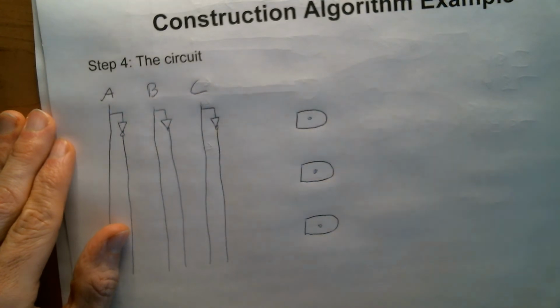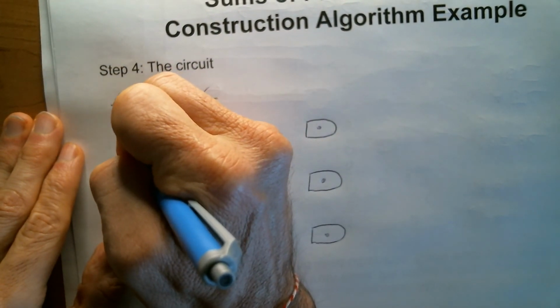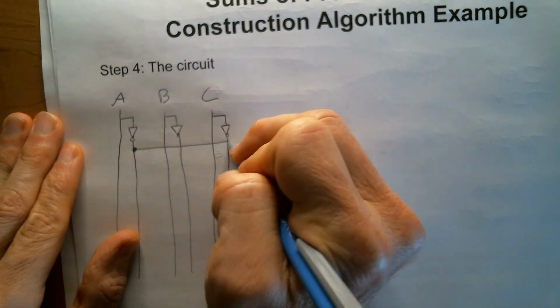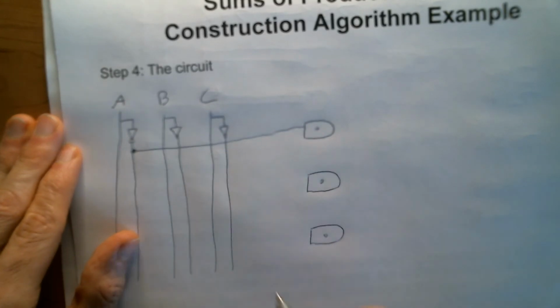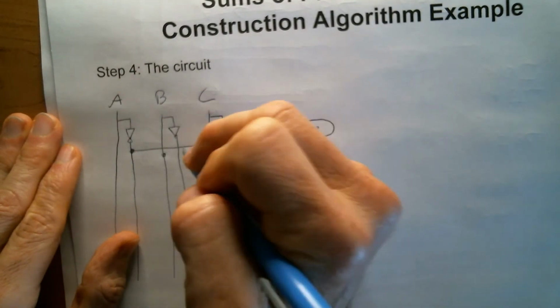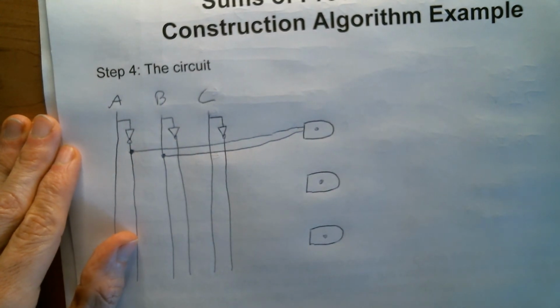So the first one was A naught, B, C. So there's my A naught. You bring that over to my AND gate. B. So there's my B. And then C.